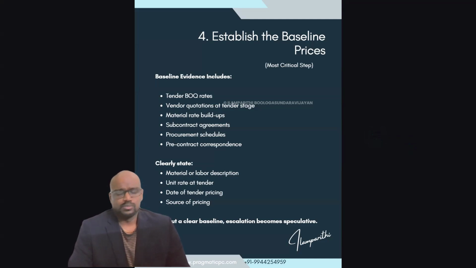Establish the baseline price. What was the price that was considered at the time of bidding? You can show your tender BOQ rates, vendor quotes at the tender stage, material rate build-ups, subcontract agreements, procurement schedules, and pre-contract correspondence, if any, like emails and letters. Clearly state what you are claiming for, whether the material or the labor. What is the unit rate at the tender, what was the date of the tender, and what was the source for this pricing? Without a clear baseline, escalation becomes speculative.